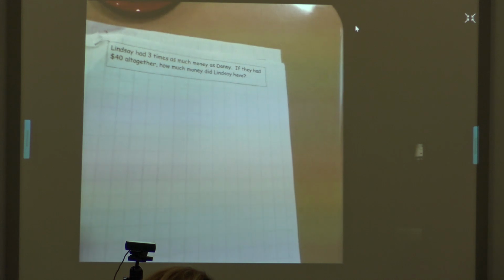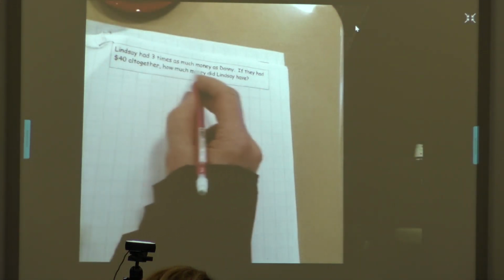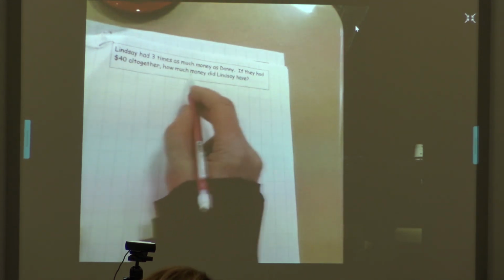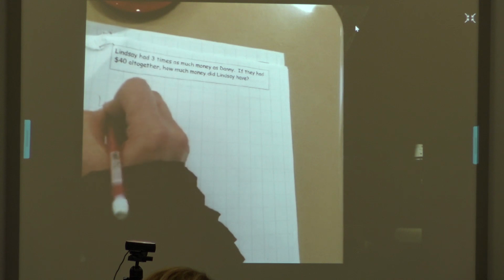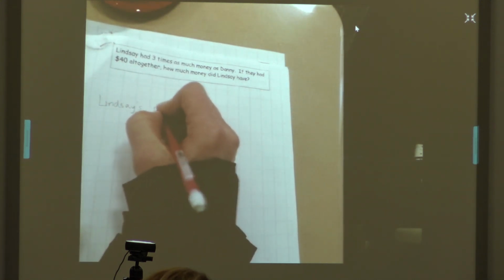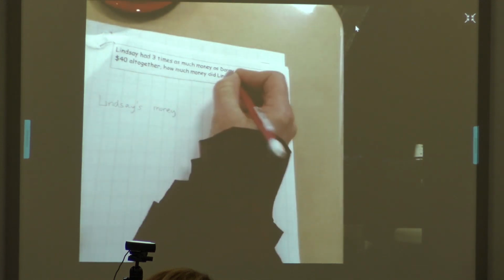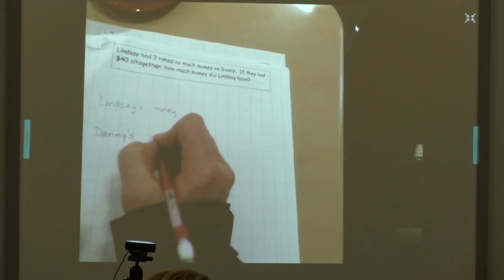So I'm going to start again with the who and the what. All right, so I'm going to put Lindsay had 3 times as much money as Danny. If they have $40 altogether, how much money did Lindsay have? So we know the who has to be Lindsay, and it's Lindsay's money. That's the what. And also Danny, so Danny's money.